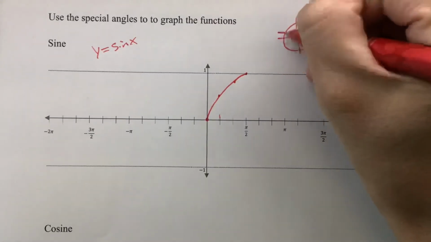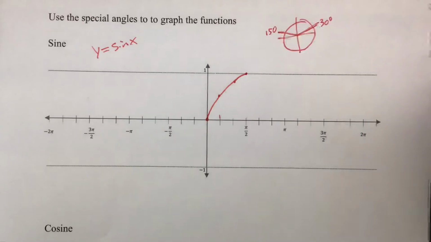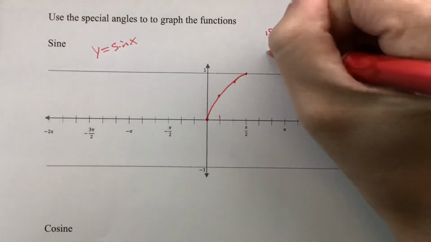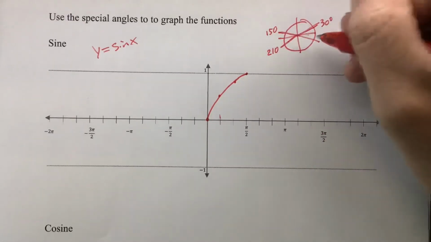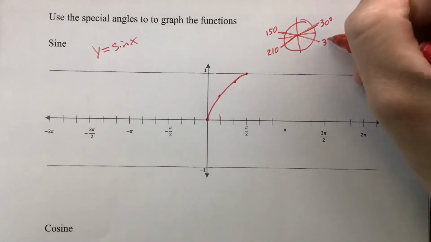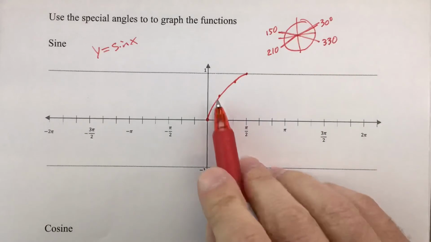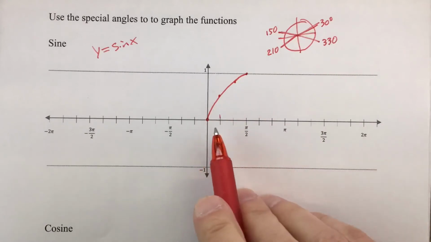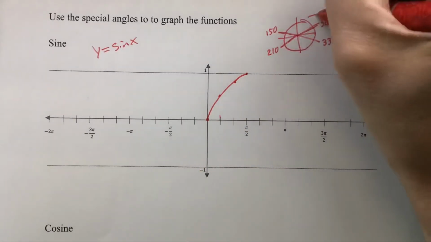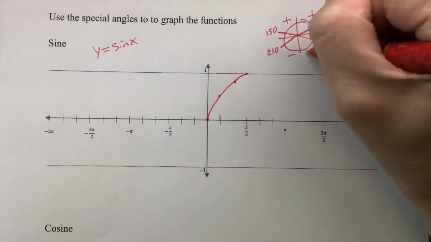Over here in quadrant 2, that would be at 150. Quadrant 3, that would be at 210. And then over here in quadrant 4, that would be at 330. Okay, so at all of those values, we can actually plot a 1/2. Except sine is positive in the top and negative in the bottom.